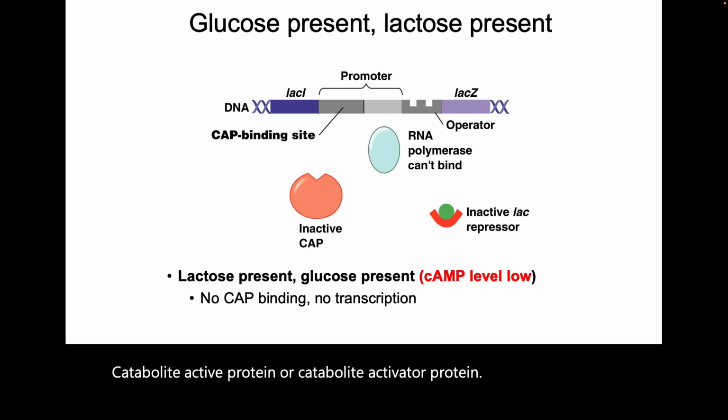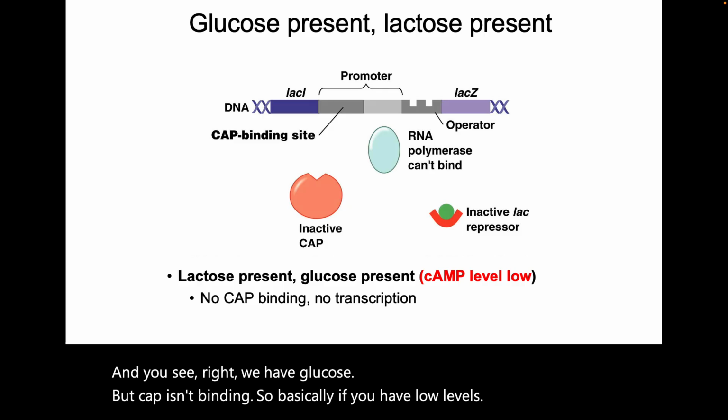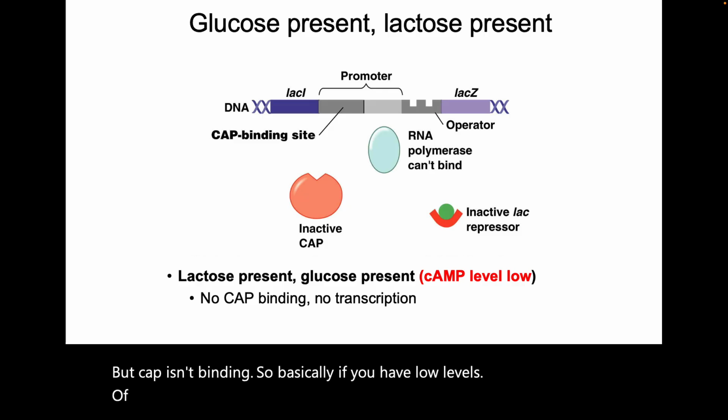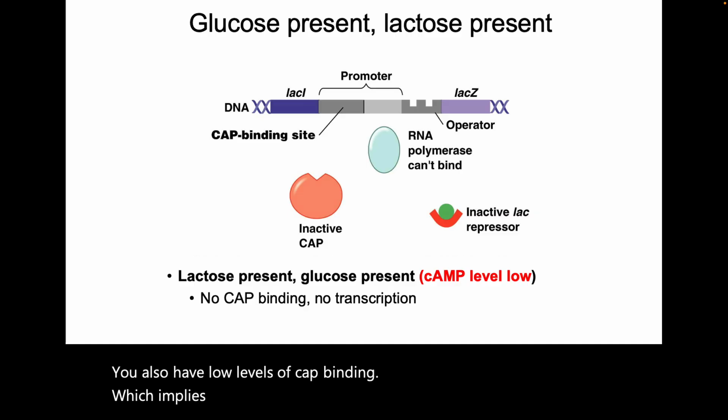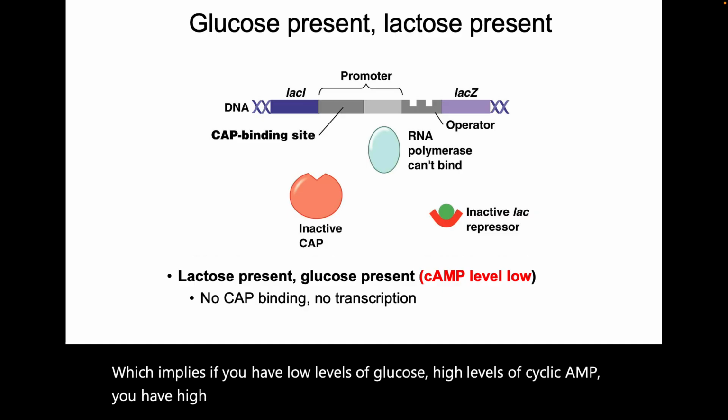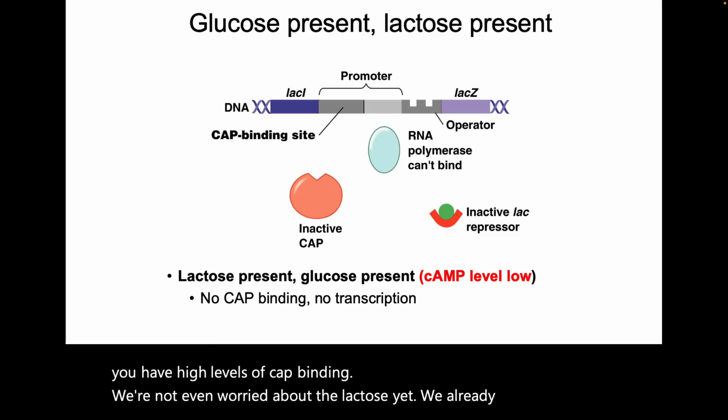And you see, right, we have glucose, but CAP isn't binding. So basically, if you have low levels of glucose, you have low levels of cyclic AMP, and you also have low levels of CAP binding, which implies if you have low levels of glucose, high levels of cyclic AMP, you have high levels of CAP binding. We're not even worried about the lactose yet. We already know what happens with lactose.